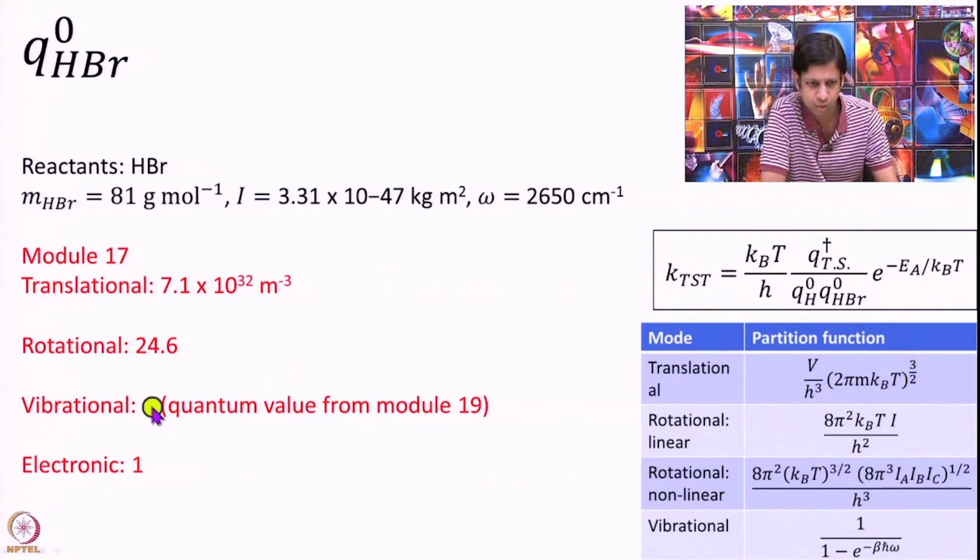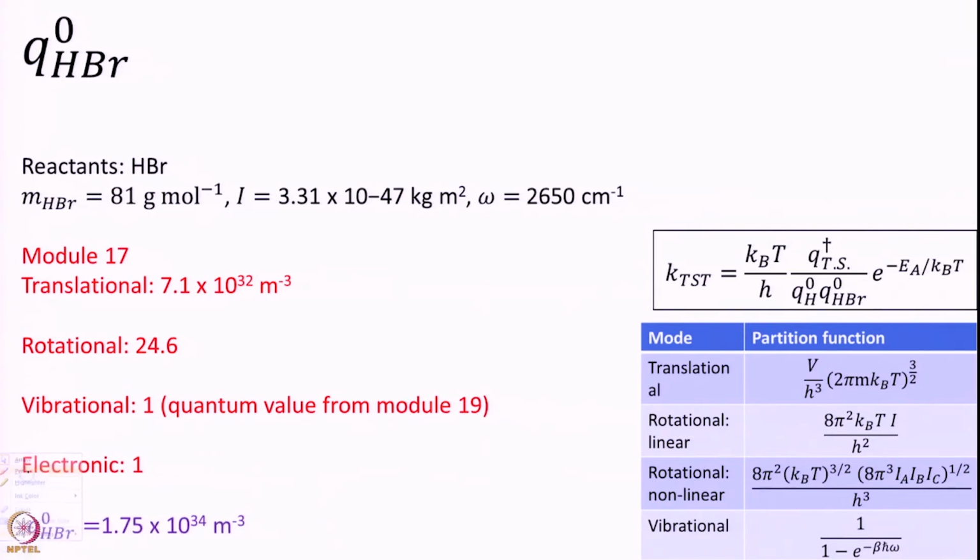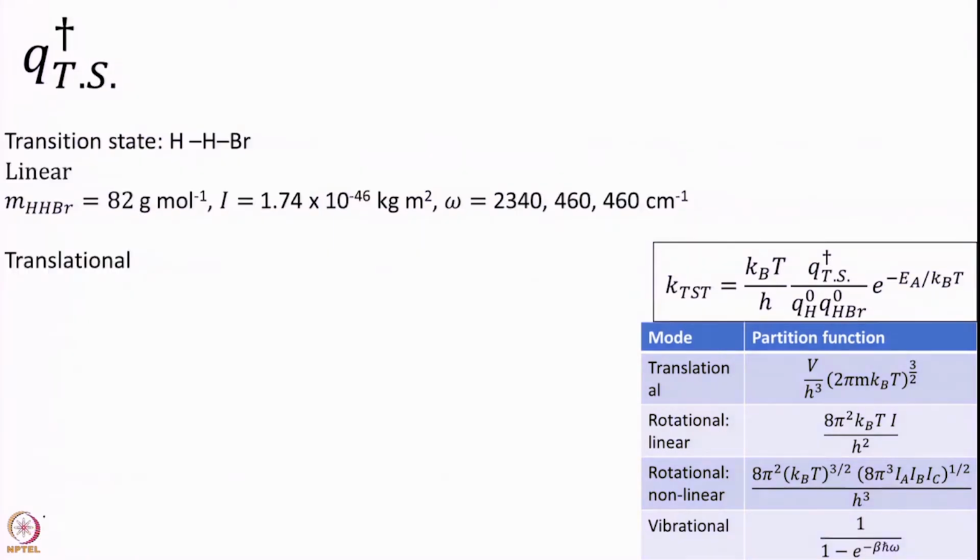So, that quantum answer we did in module 19, and the electronic is 1, which is the electronic degeneracy of HBr. So, if we multiply all these numbers together, I take this into this into this into this, I will get this. Okay, so, that is the partition function for HBr. So, I have done with this.